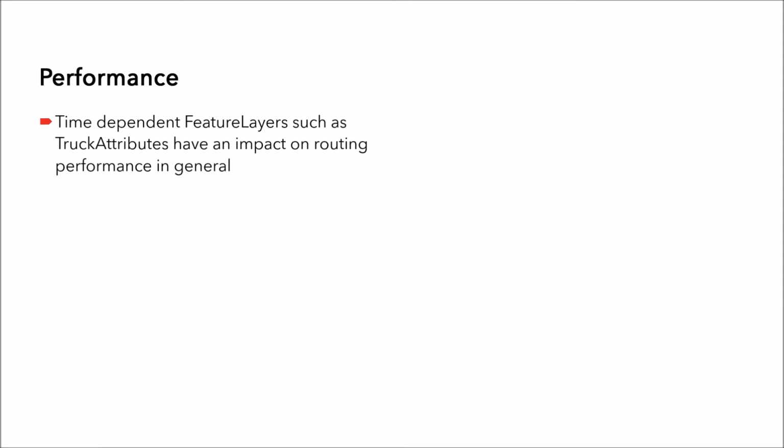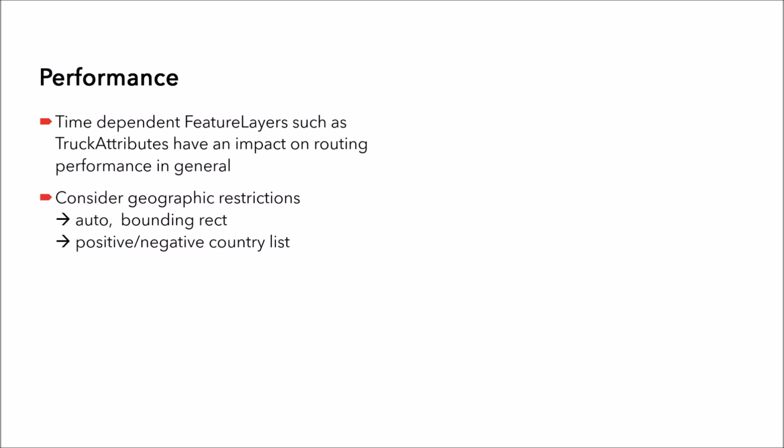So, some statements about performance. I was asked recently whether the application of feature layers has an impact on performance. Yes, it has. So be aware, applying feature layers in a routing context, whether it's one-to-one routing or one-to-many routing, has an impact on the routing performance. Therefore, you could consider applying the optional parameters for geographic restrictions.